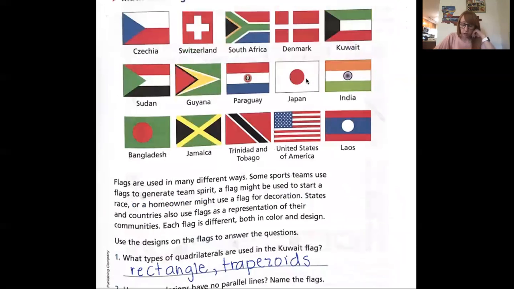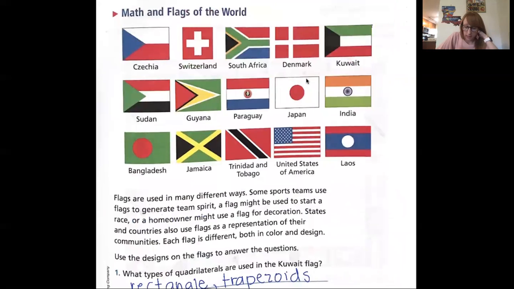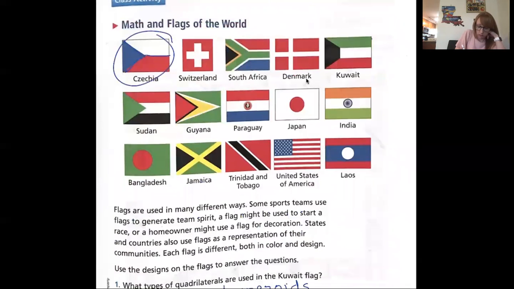Okay. Now, number 2 asks, how many designs have no parallel lines? Name those flags. So we're not looking at using the edges of our flags, because then we would say all of them have opposite sides that are parallel. We're looking at the designs on the inside. So if we go through and look at Czechia, they do not have any parallel lines because we have a triangle here and then a line here and nothing is parallel with that. And remember, we're not using the edges of our flags. So we'll circle Czechia.